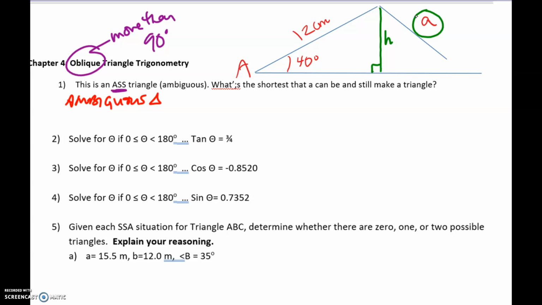Now in a 90-degree triangle, we can use SOHCAHTOA, right? We have 40 degrees, and straight across, or we say opposite, is the one we want. And we also have the hypotenuse. So opposite and hypotenuse, that means we use sine of 40 equals the opposite, h, over the hypotenuse. And then if we cross multiply, h should be equal to 7.7 centimeters is the shortest that A can be. All right, so next answers are.